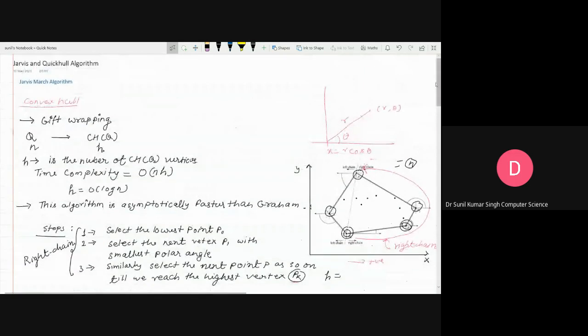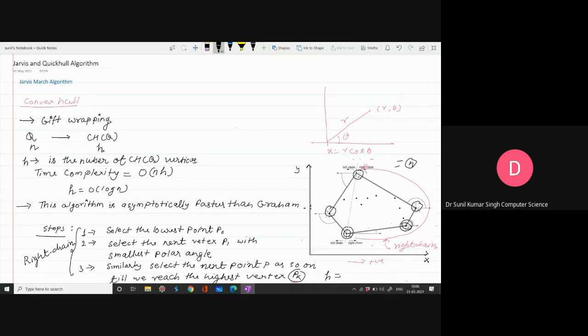Are you talking about the Jarvis algorithm? We have not taken it as log n.